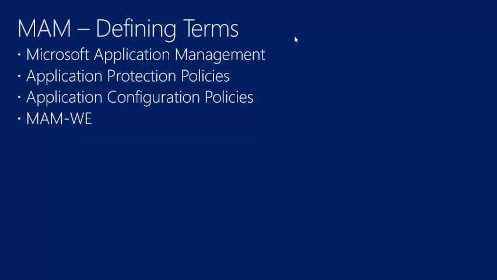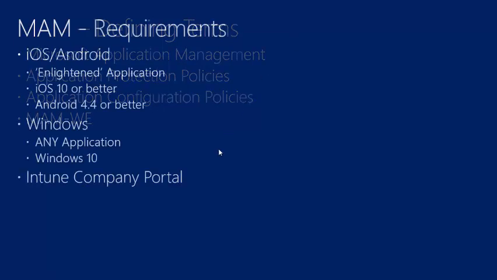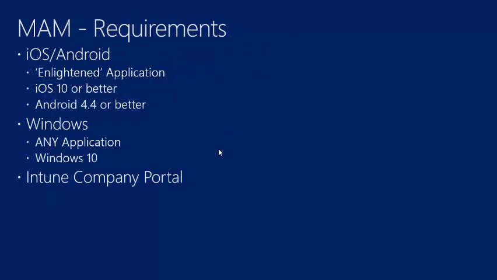I'll explain it. But really want to hone in on the iOS and Android experience for this session. And then last is MAM-we. So what that means is Microsoft Application Management without enrollment, right? And so that leads us into a couple of scenarios. Well, we'll get to the scenarios in a minute. Sorry, I forgot we have the requirement slide. So the requirements do have a little bit of difference between the platforms. So iOS and Android, we do need what's called an enlightened application. Explain that more in a minute. We need iOS 10 or better. I saw a document when I was looking around that said iOS 8 or better.